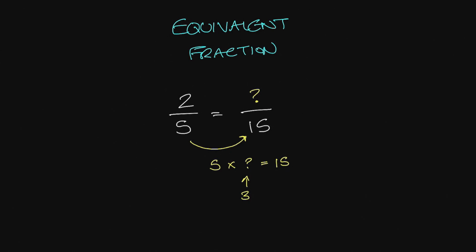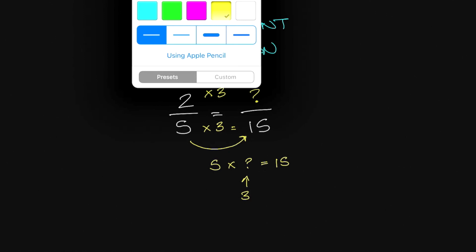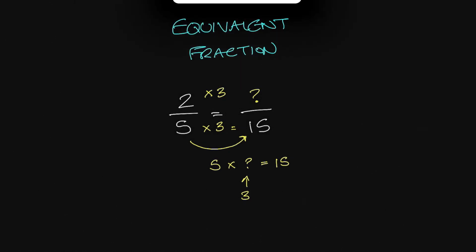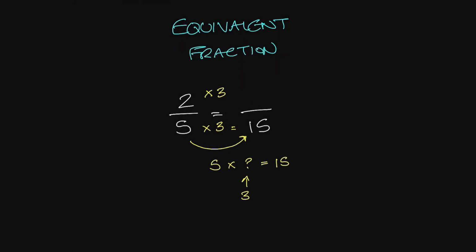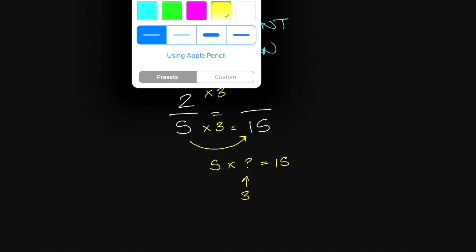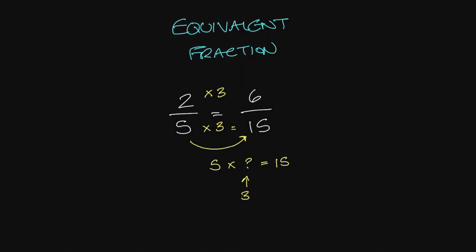So if it's equivalent, that means equal. Whatever I do to the bottom, I have to do to the top. So if my multiplier on the bottom is times 3, which it is, that makes that true, I just want to multiply 2 times 3. And now I can get rid of that question mark because I now know what it is. And that would be 6 over 15, and I've completed that.